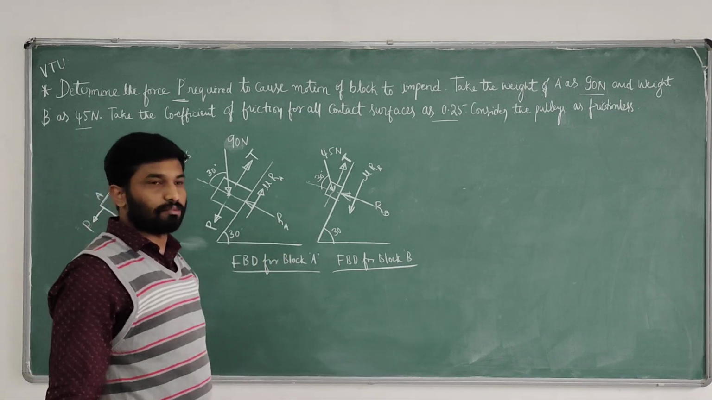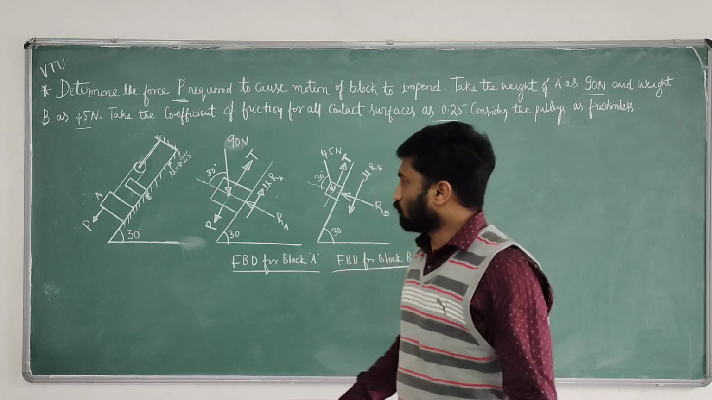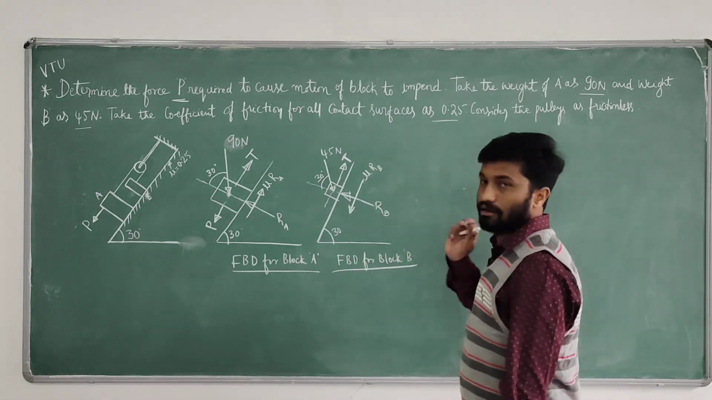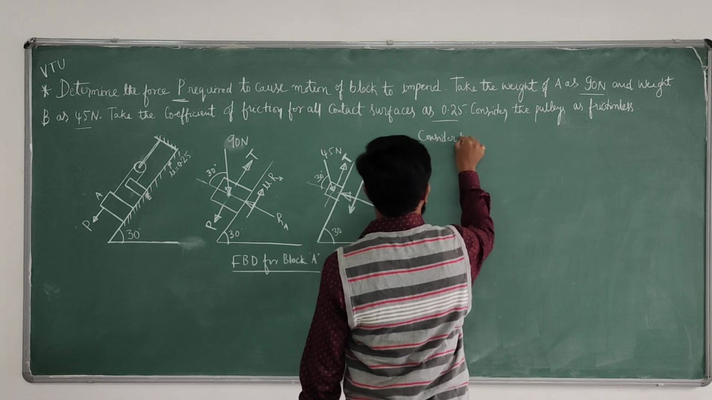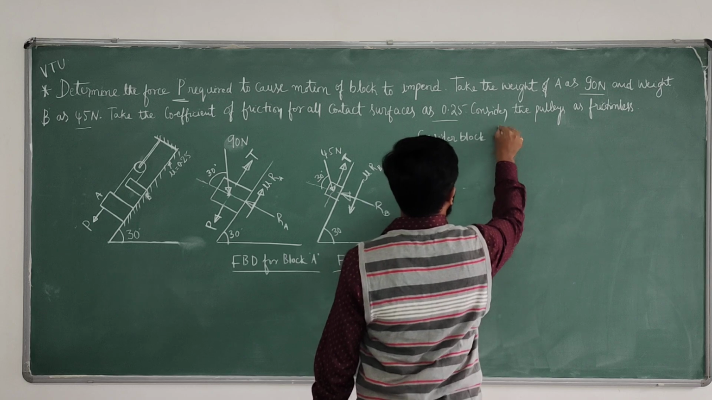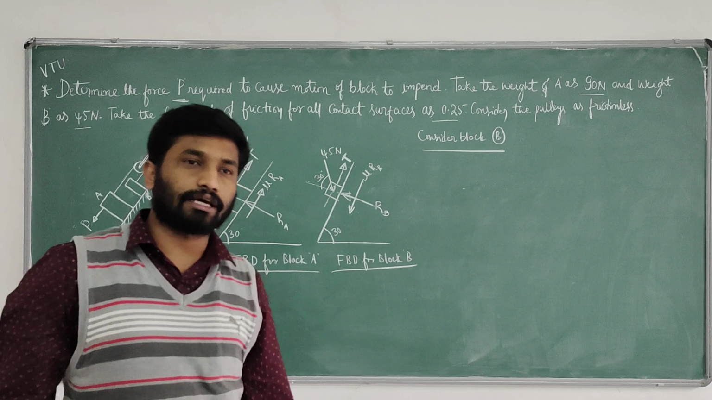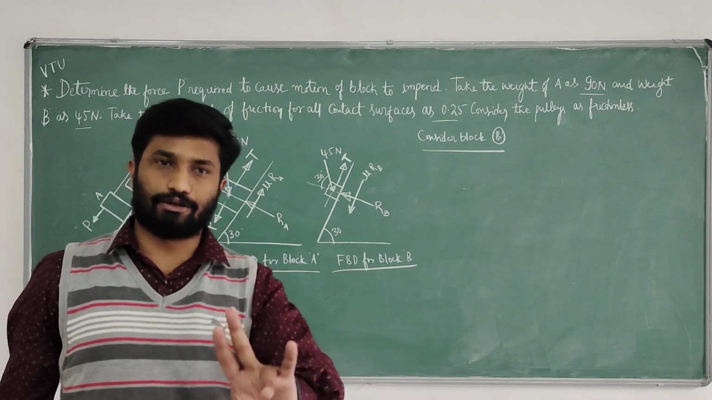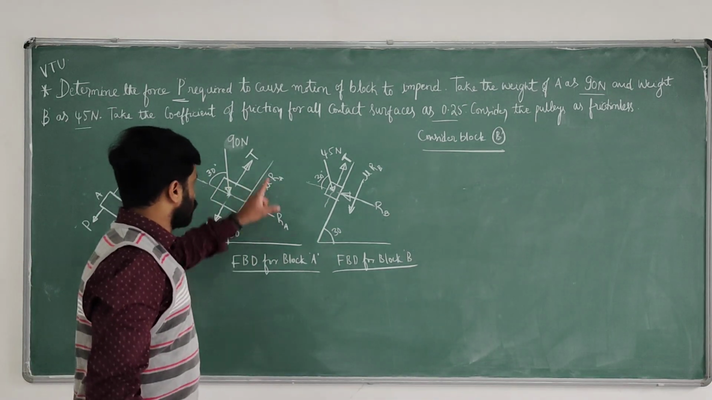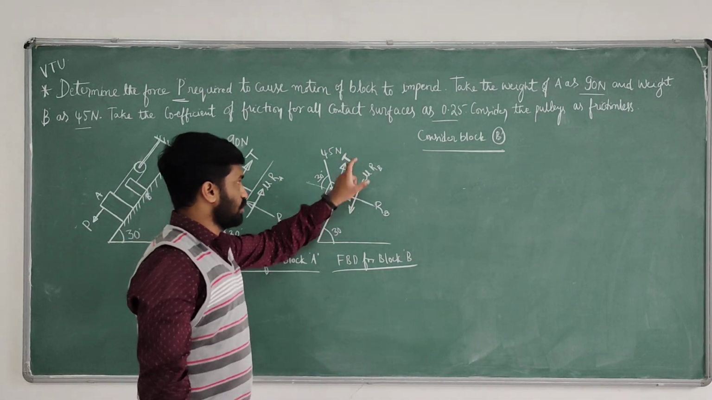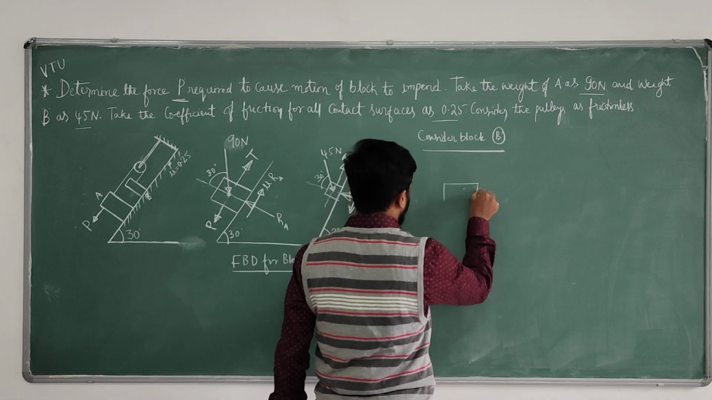So it's a concurrent force system. All forces act at a single point. So hence the equations of equilibrium are only two. Hence we have to consider block B first. Why? Because block B has only two unknowns. For a concurrent force system, the equations of equilibrium are only two: sigma Fx equals 0 and sigma Fy equals 0. Here you have three unknowns, T, RA, P. Here only two unknowns, T and RB. Now I am considering the free body diagram for block B. So this is the block.